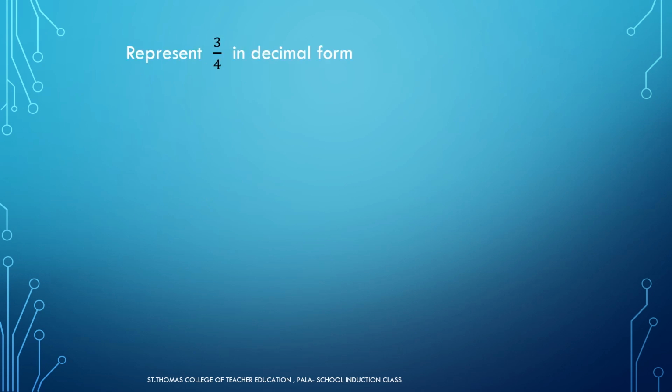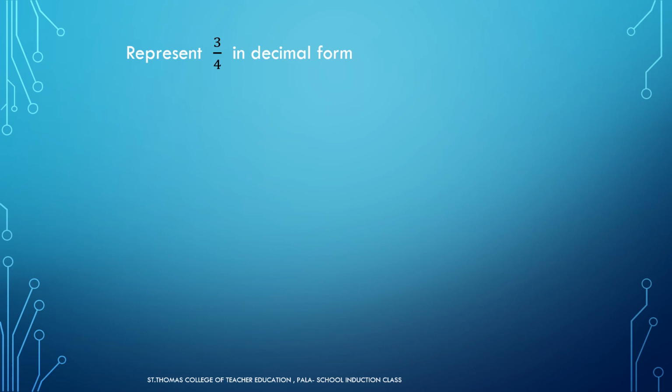Now let's consider another problem. Represent 3 by 4 in decimal form. Look at the fraction very carefully and by relating it with the previous one, tell me how you are going to do this. Here, what is the denominator? 4, isn't it?